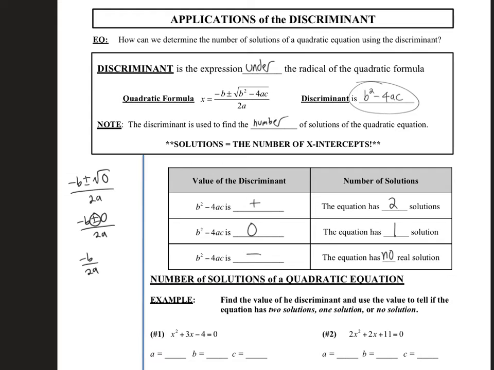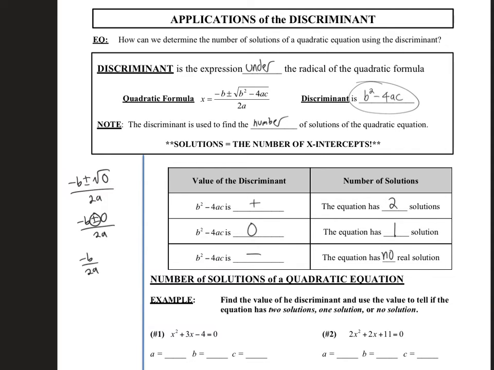And also, if you have a negative under a square root, well, that's an issue, right? Because we can't square root a negative number. So if you have a 0 discriminant, it basically means the square root's going to cancel and it's going to be 1 solution because the plus or minus is going to cancel out. And if it's negative, it's going to be no solution because you can't square root a negative.